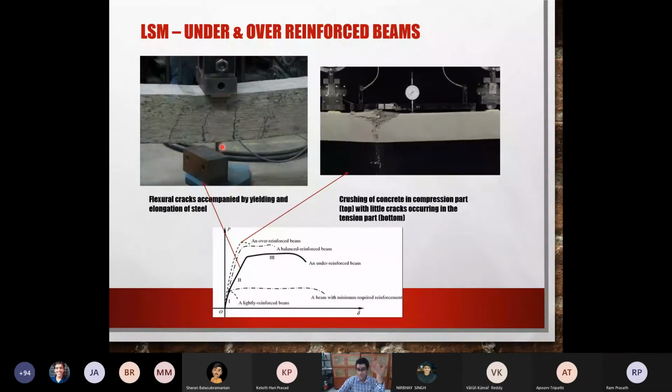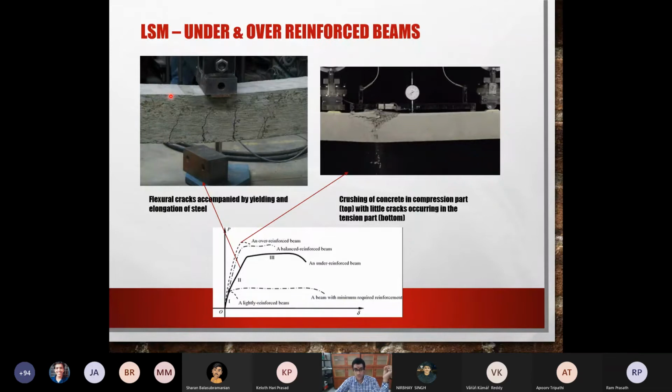Okay, so in the working stress method, we had seen compression failure, tension failure and balanced failure. This is just a visual representation of that. In the limit state method, instead of just saying compression failure or tension failure, we use a slightly different term, which means almost the same thing. We say whether the beam is under-reinforced or over-reinforced.